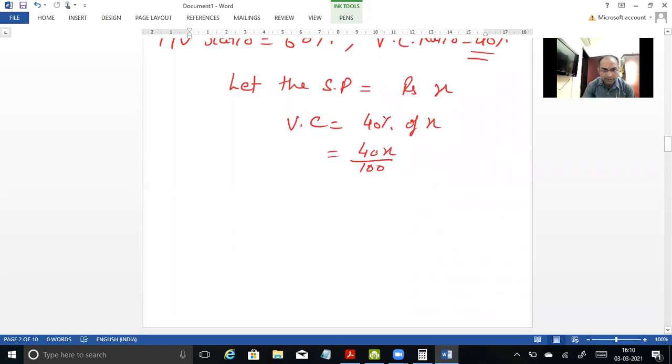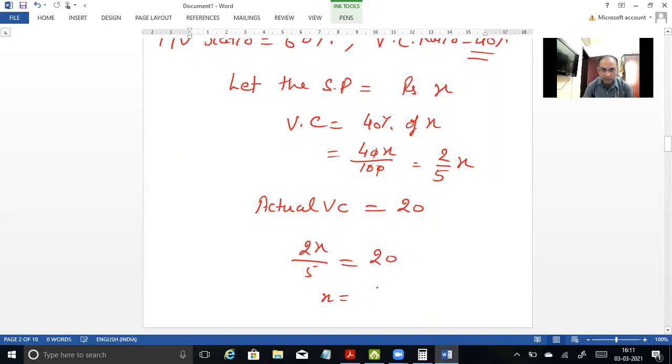Or we can simplify this: 2x by 5. So this is our variable cost. But the actual variable cost is given to you as 20 in the question. So the actual variable cost given to us is 20. It means we can bring this together: 2x by 5 is equal to 20.